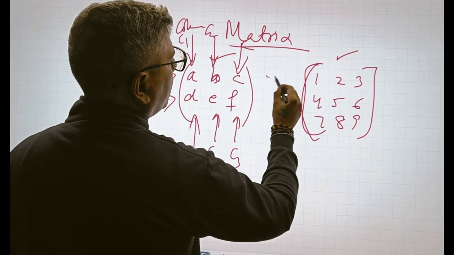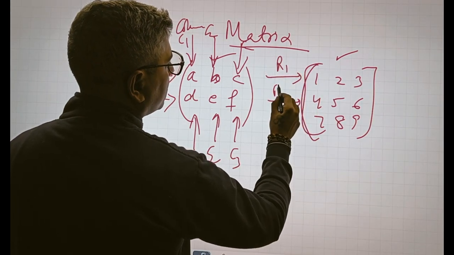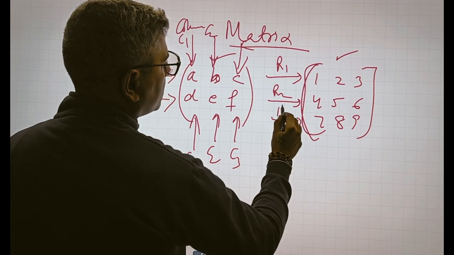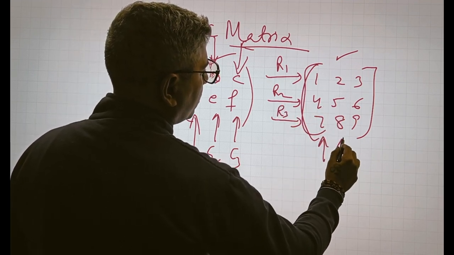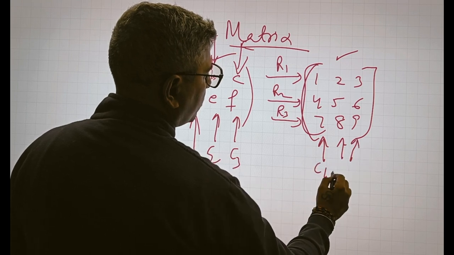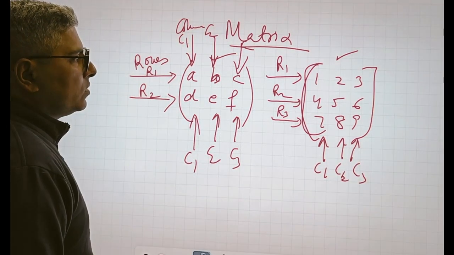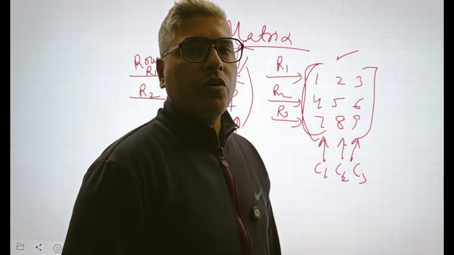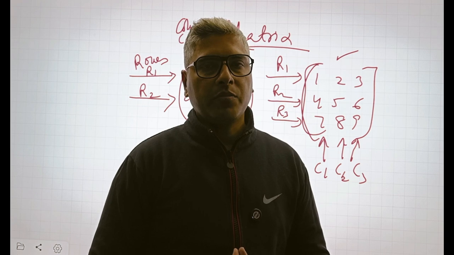Similarly here we have 3 rows. This is R1, this is R2 and this is row 3. And this is your column 1, column 2 and column 3. So this is the basic structure of a matrix, and it is very important when you are working in R programming.